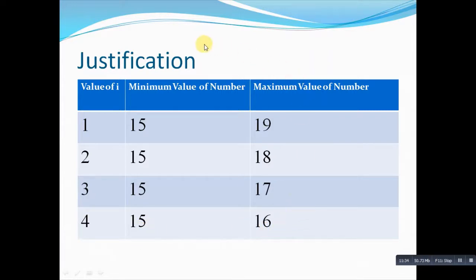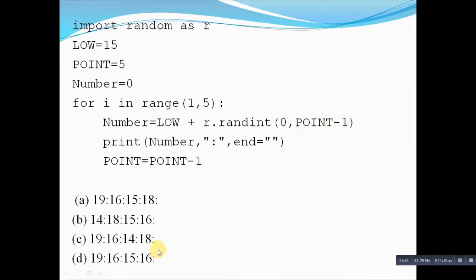So in your exam copy also, when you will be justifying your answer, you have to write this way. This type of table you have to write, and on the basis of this you have to justify that this one is the correct answer. So from this point of view, the last option is the correct answer.